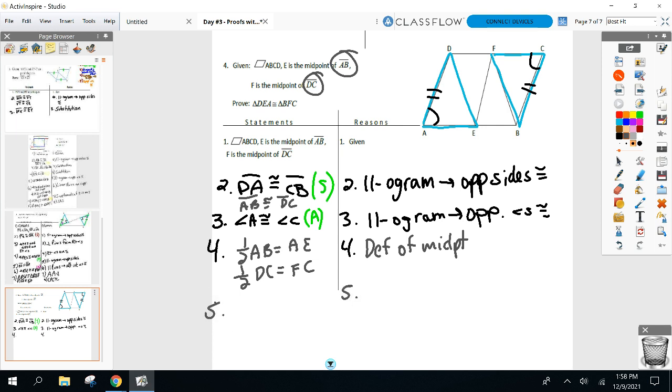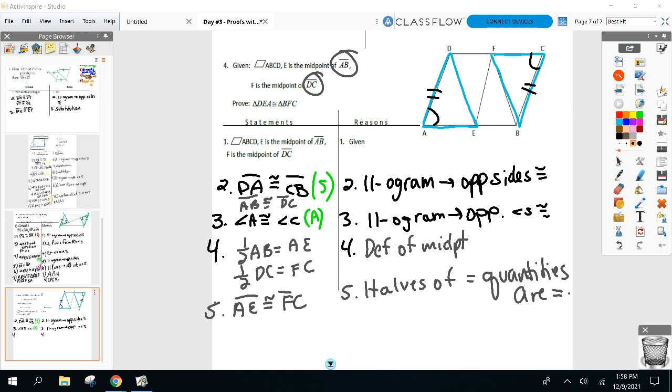And then look what you're doing. You're taking halves of, what's AB and DC? Equal. So what can we say about AE and FC? They are congruent by halves of equal quantities. So this is actually just a 6th step instead. Halves of equal quantities are equal. And then why are the triangles congruent? What method you got for me? Side angle side. They're congruent by side angle side. Be ready for halves of equal quantities tonight. 2 midpoints. Good work today.